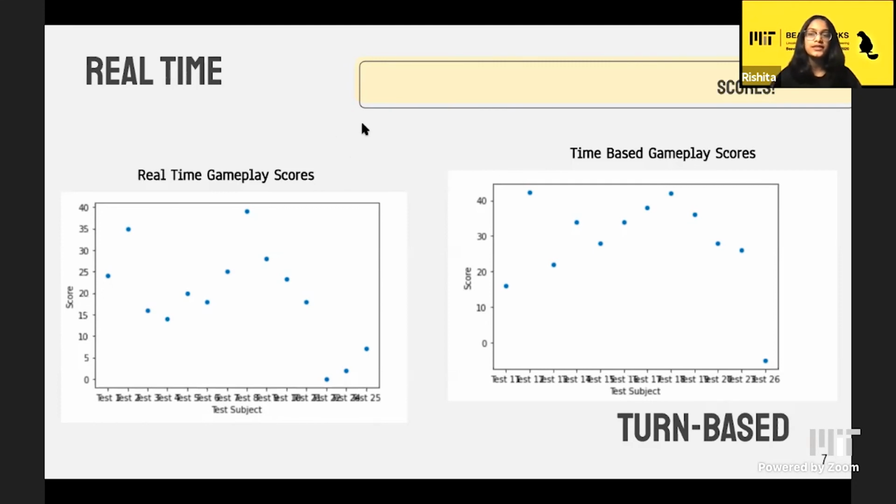This proves the efficacy of our stress factor. Players did worse in our real-time version, as time was a key stress factor that we implemented, whereas in turn-based versions, players had more time to think about the consequences of their decisions and make better choices.